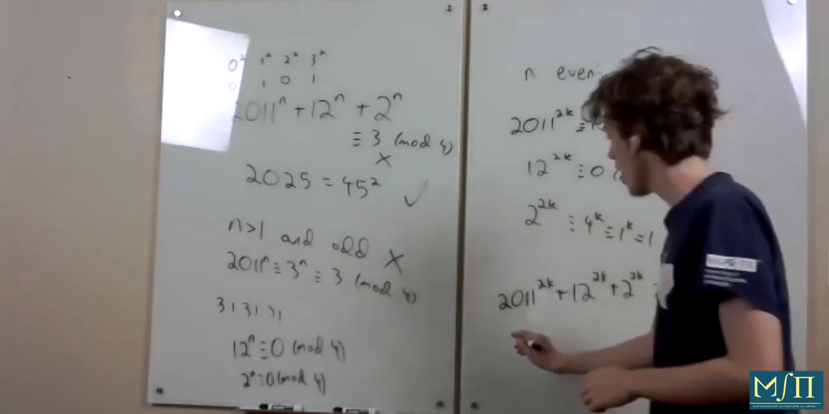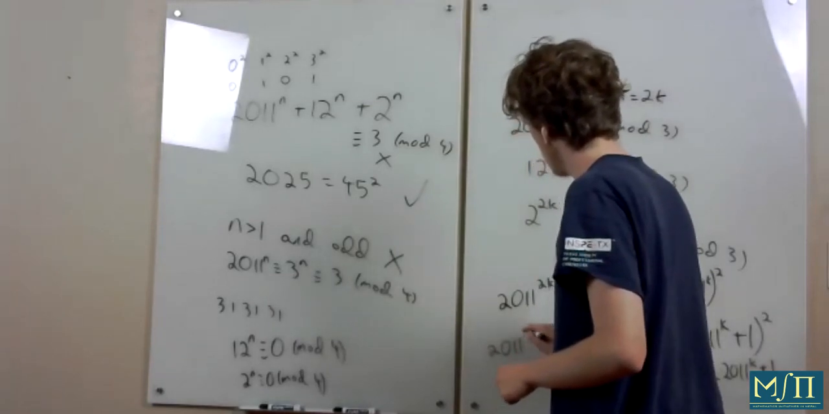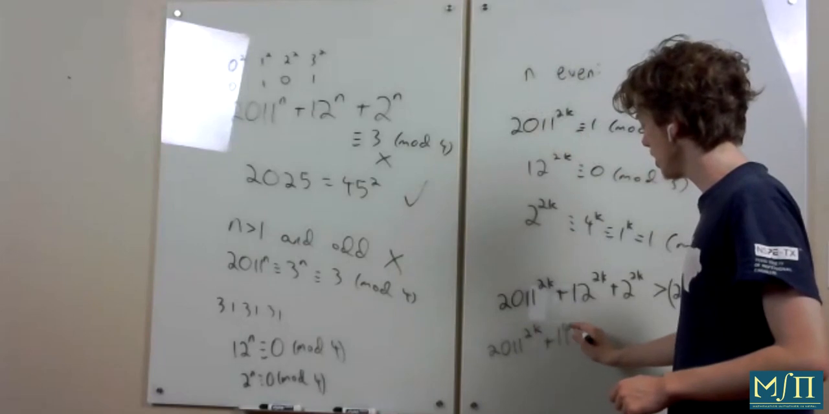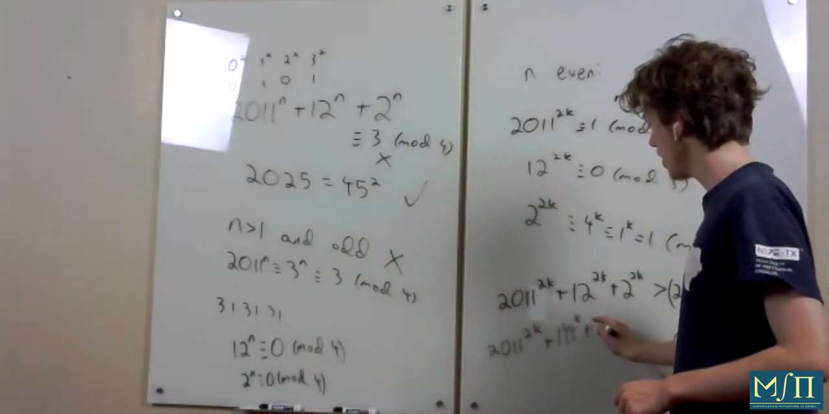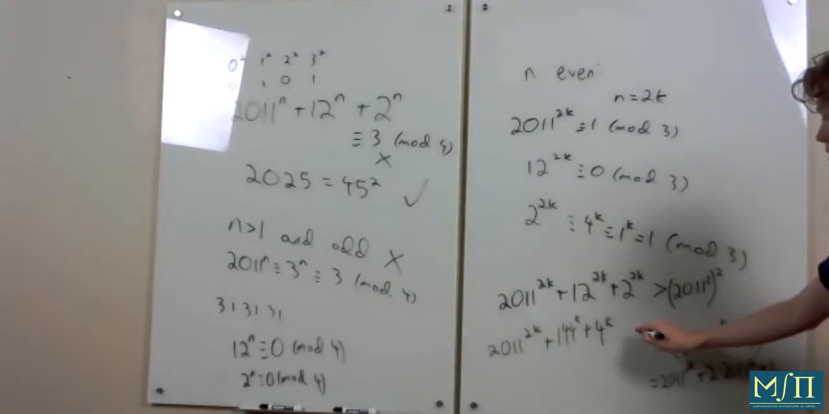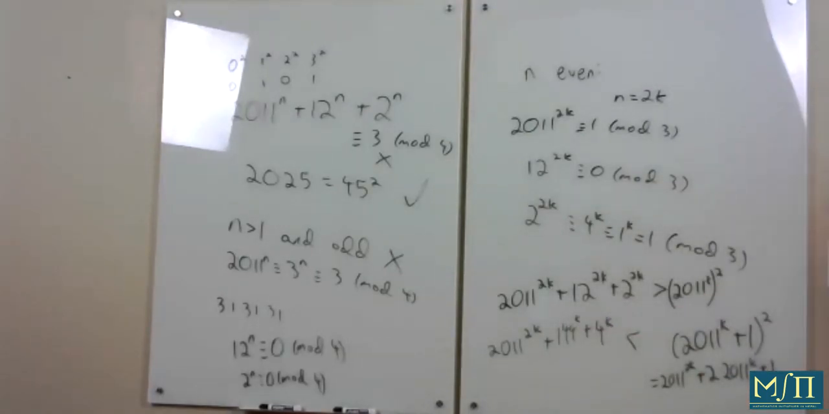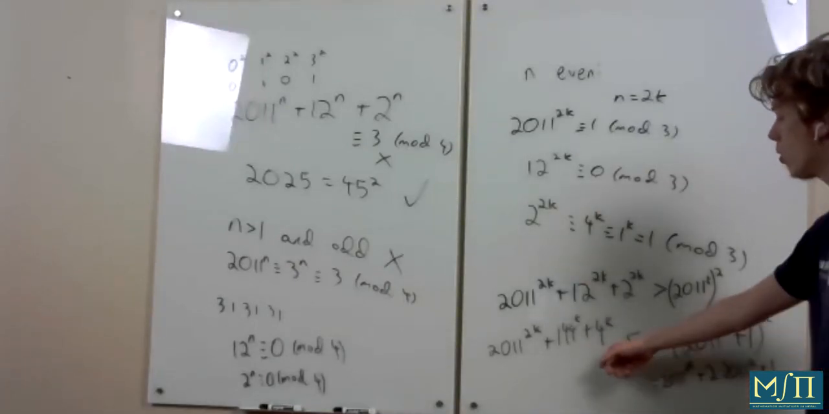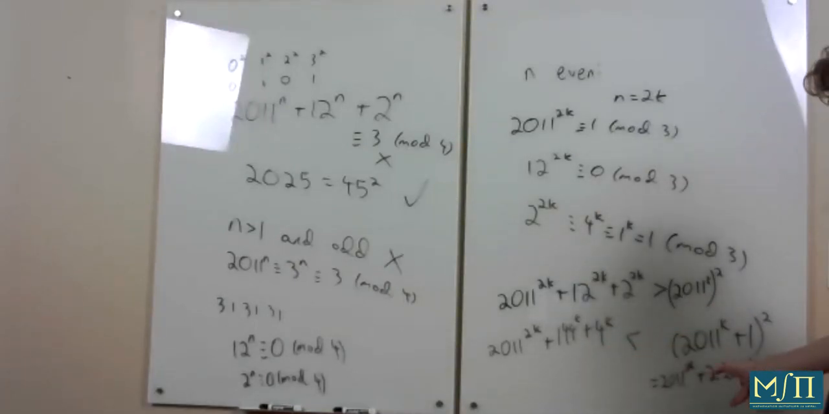But over here, we would have 2011 to the 2k plus 12 to the 2k, that's just 144 to the k, plus 2 to the 2k is 4 to the k. And so clearly this is greater than this. So we would have, because 144 to the k is less than 2011 to the k, 4 to the k is less than 2011 to the k, and then you can just write a clear inequality. You don't even need the plus 1 over here.